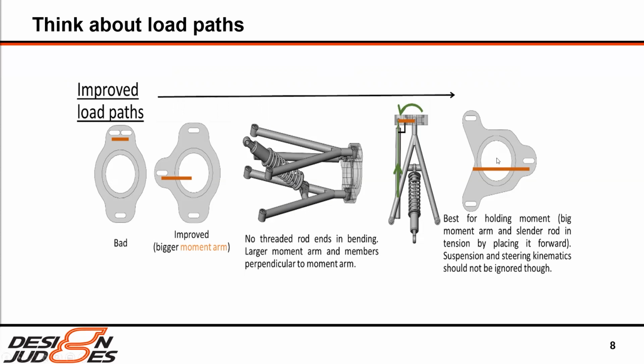And if you want to go even further, you don't necessarily need the axis by which it rotates to always be in the center. You could push that way off to the left here, and you can even move the connection point that holds the moment about that axis to the front, and that will give you the largest possible moment arm. But of course, you also have a lot of suspension and steering kinematics to consider, so this is part of the design process: there are trade-offs.